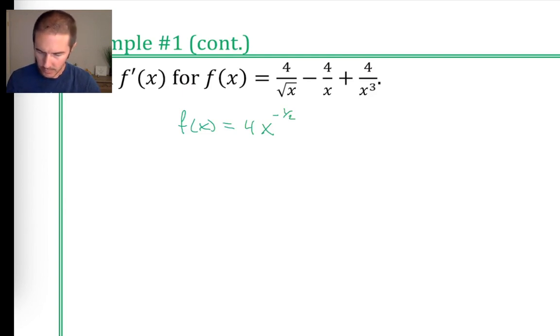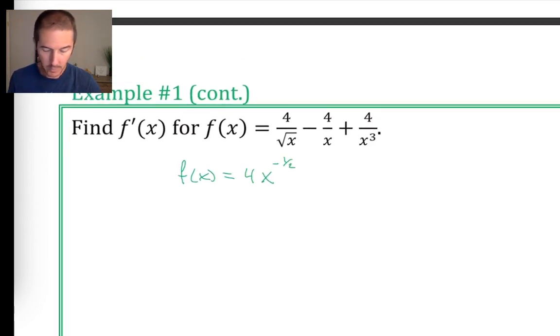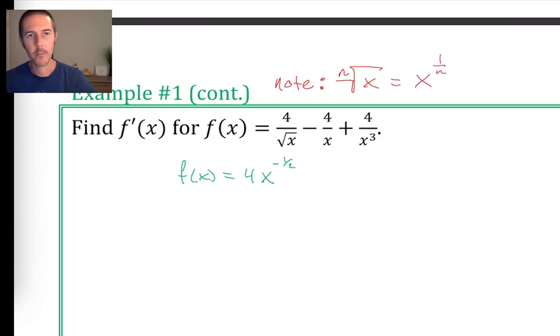Let's put a little note somewhere if you want. If you're comfortable with this, you don't have to write this down. Let's say that if you're taking the nth root of x, that's equivalent to x to the 1 over n power. So you know this from college algebra, converting back and forth between radical notation and exponential notation.